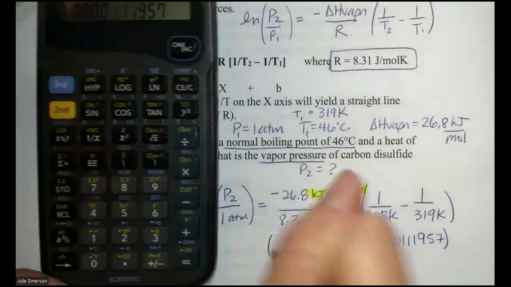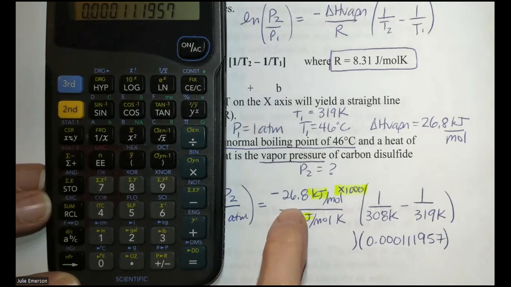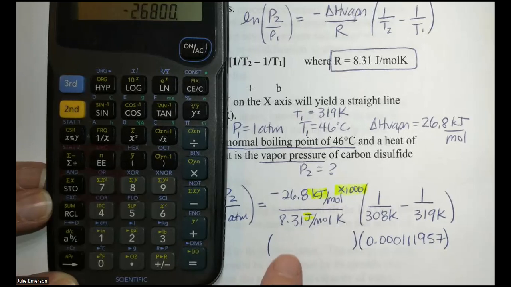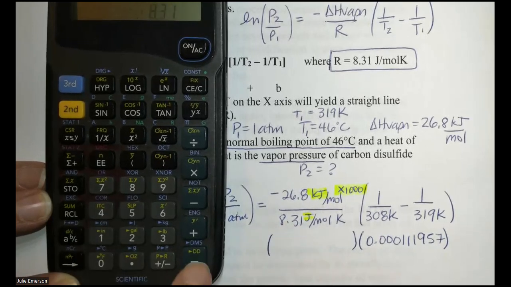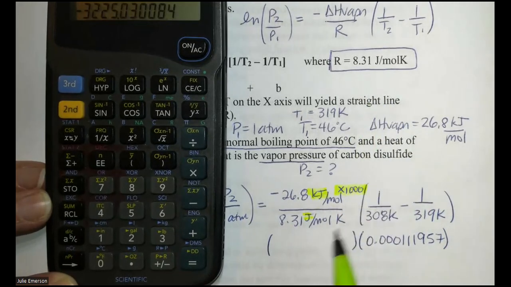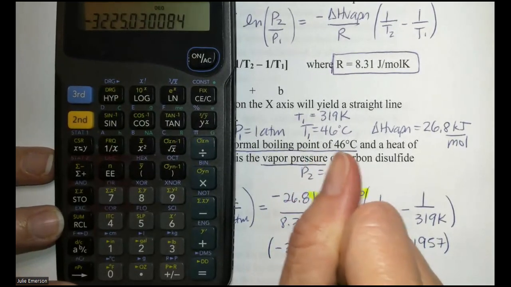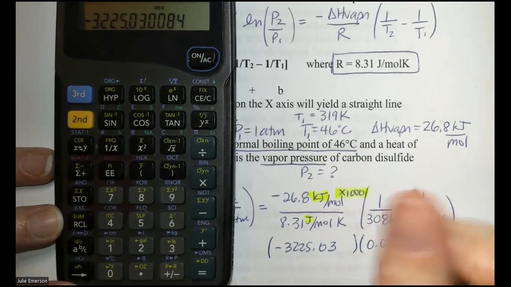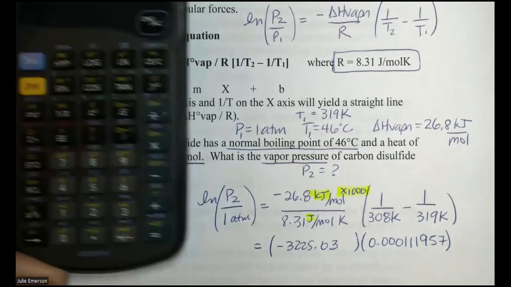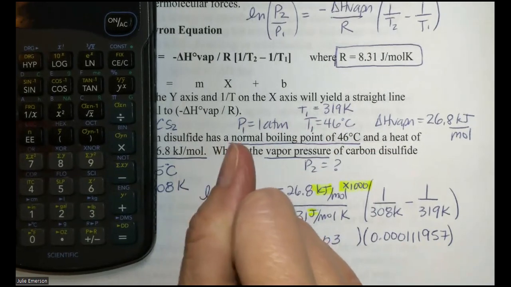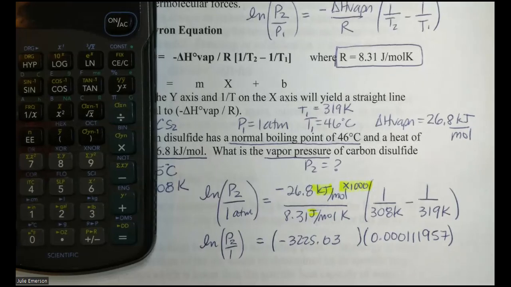Then over here, I'm going to take the negative 26.8. Then I'm going to multiply it by 1,000. Don't forget to do that. And then I'm going to divide that by 8.31, the R constant. The R constant is always that value, so it's always going to be 8.31 in the denominator. So I get here negative 3,225.03. I won't worry about the rest of it. That'll be enough digits. Then over here, this is key, you cannot break up the P2 and P1 until you get rid of the natural log function. We're not ready to do that yet. So I'm just going to leave the left side as is.